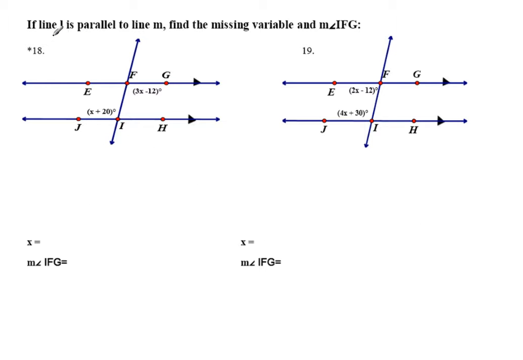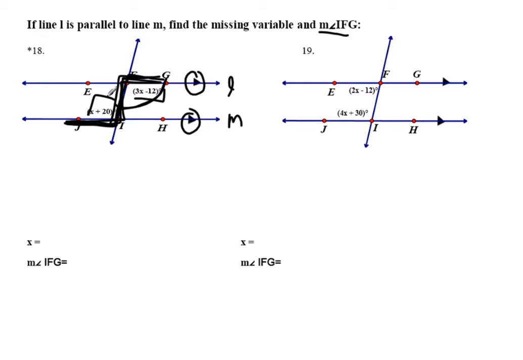Alright, number 18 says that if line L is parallel to M, oh, there should be an L here and an M here. And they even marked parallel, so we're good. We're going to find the missing variable and the measure of IFG. So if two lines are parallel, this line and this line are parallel, and we have alternate interior angles that form that Z.